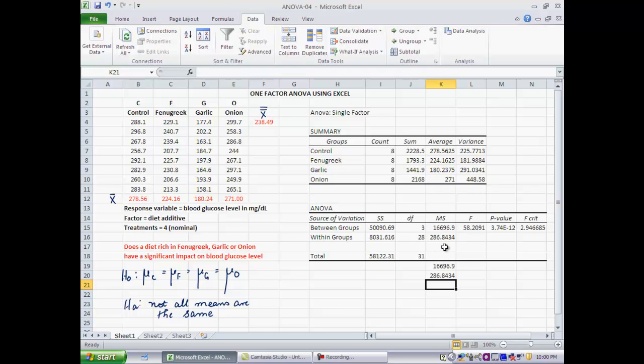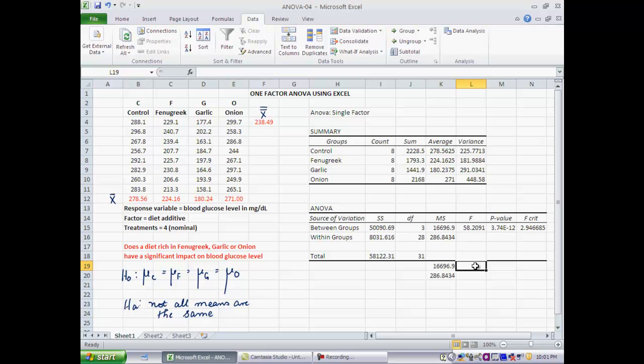286 is my estimate of the population variance, in this case the variance of blood glucose level, without assuming that the null is true. And 16696 is my estimate of the same parameter, sigma squared, the population variance, but this time assuming that the null is true. So if the null were true, these two numbers should be fairly close to one another. But in this case I'm finding how different they are. You recall the way you compare and find out whether two variances are close to one another or not.